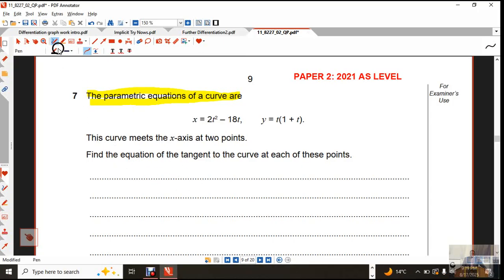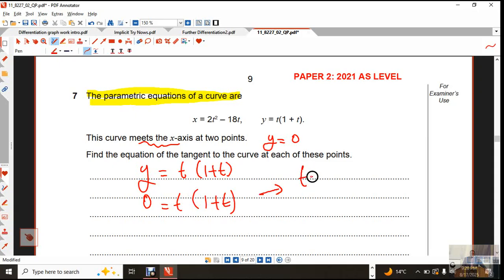We are told that the curve meets the x-axis at 2 points. When something meets the x-axis, then y will equal 0. So let us bring in that one here. I have got t times (1 plus t). Let me find those two values when y is equal to 0. Okay, so let's see what these equations will be. This implies that t equals 0, or t plus 1 is equal to 0 and t is equal to -1.